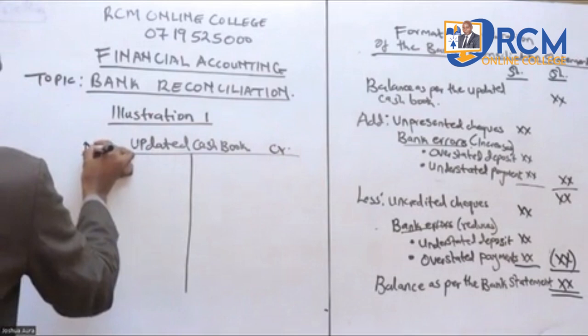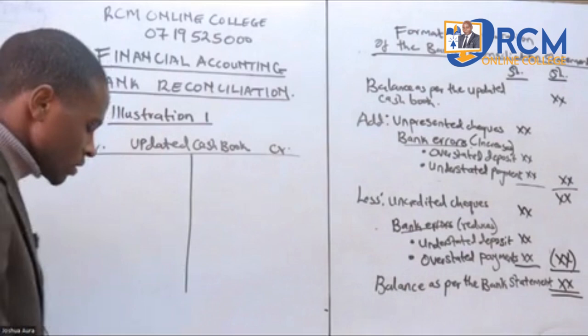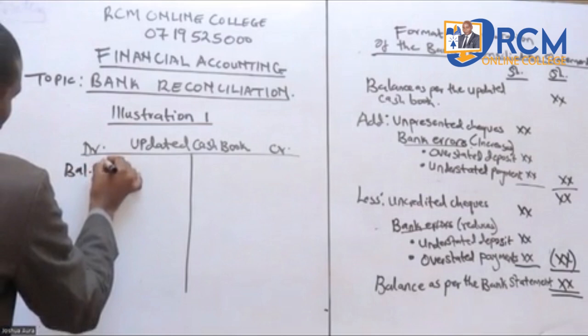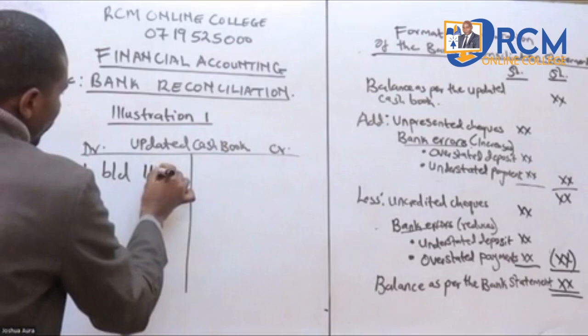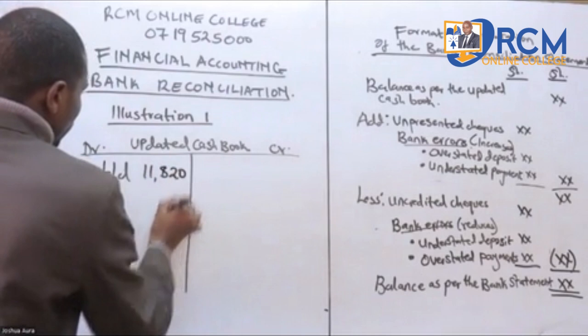So we are given the balance. You can see the balance brought down. We can see we are given 11,820. That is the balance that was brought down.